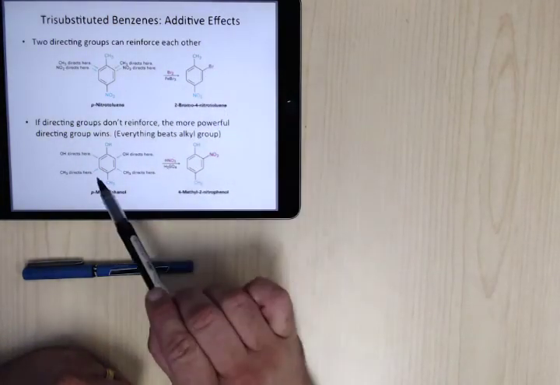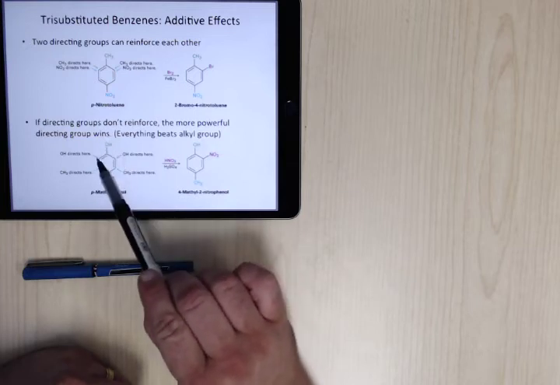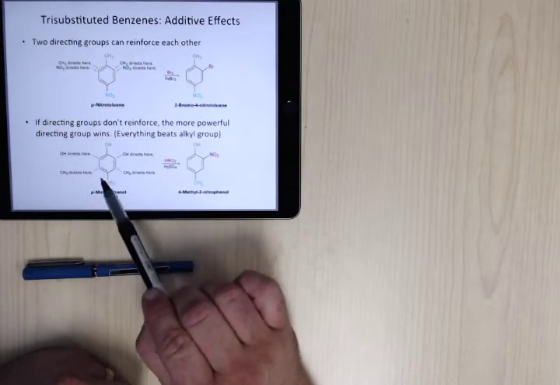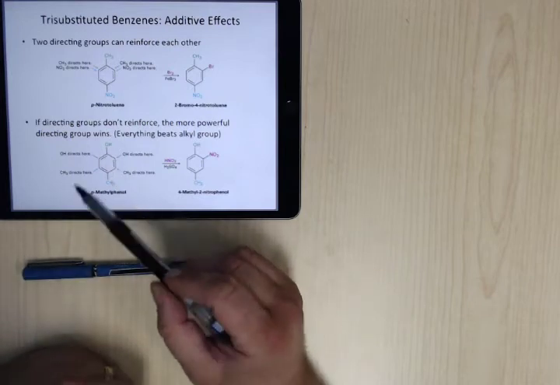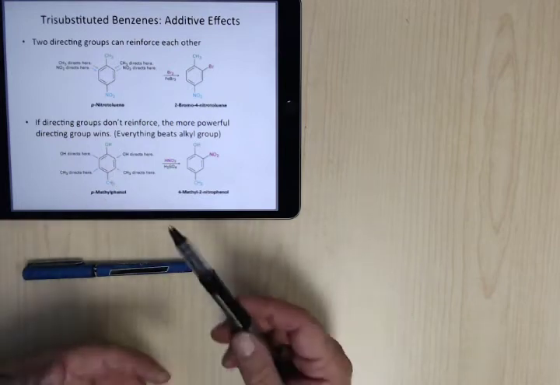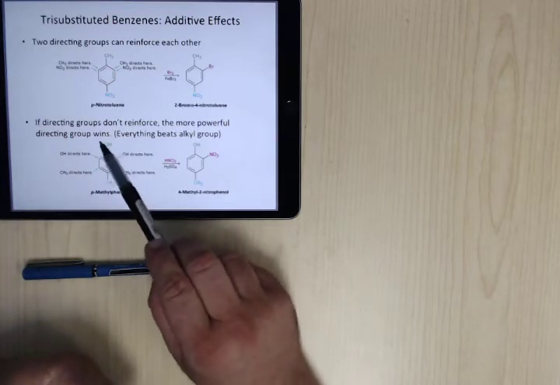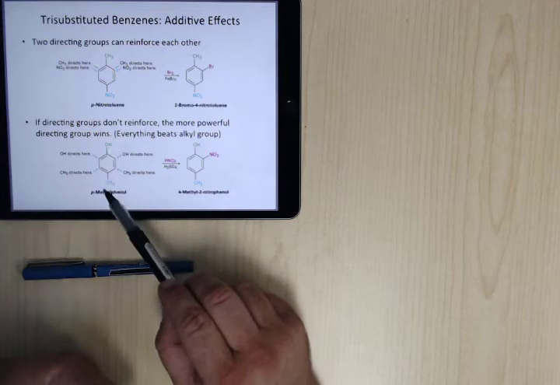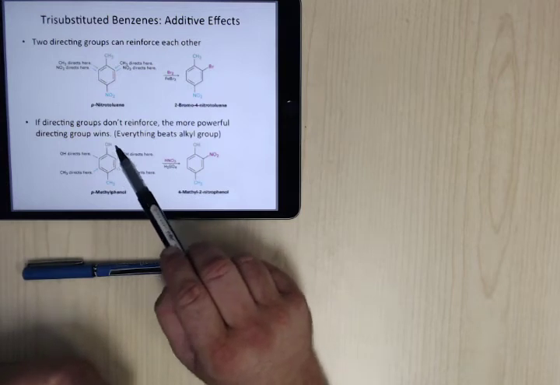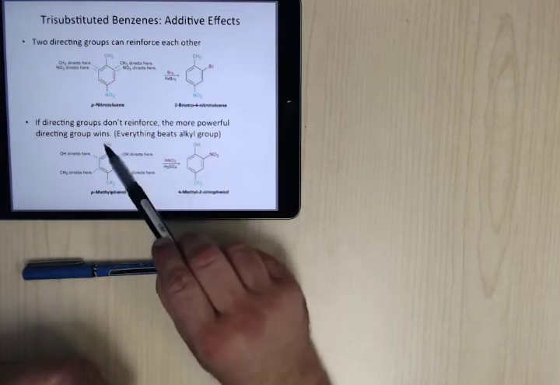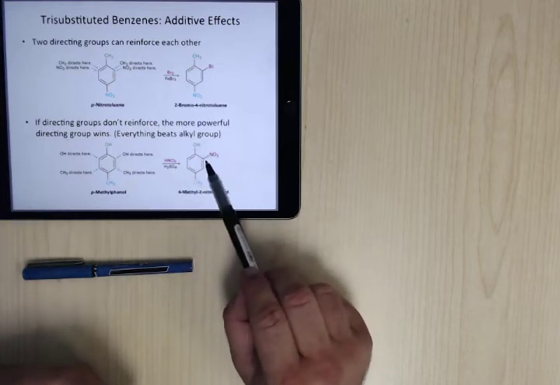So it's no problem. If instead you have this, this is an ortho-para director, so here, here, and here. The meta director is here. Now they're not reinforcing. Now they're conflicting, and so the question becomes, who wins? Pretty much the strongest group wins. It doesn't matter if this was a butane group, it's not going to be as powerful a directing group as the OH is, and so it's going to follow the OH's lead and put the next group here in its ortho position.